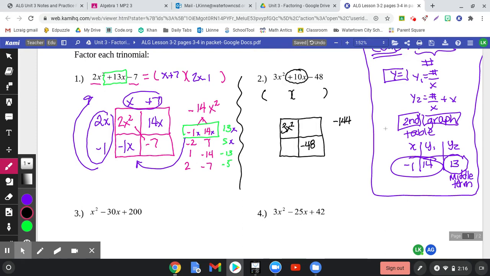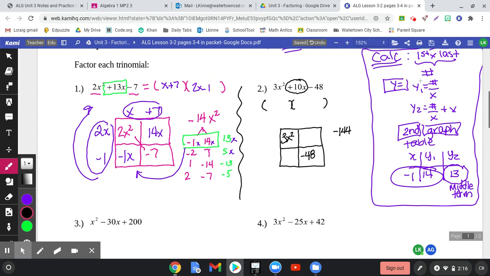Now, I talked to you about this in the last video. I'm going to stress it again this time. You could sit and look for them, but let's use our calculator. If you don't have these steps written down, write them down. So you multiply the first and last, and you get negative 144. Then go to your calculator, y equals. In y1, we're going to do negative 144 divided by x. And then in y2, negative 144 divided by x plus x.